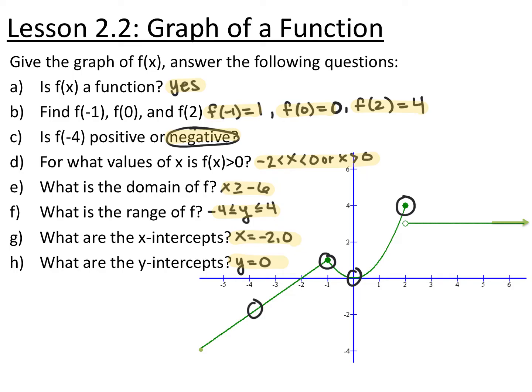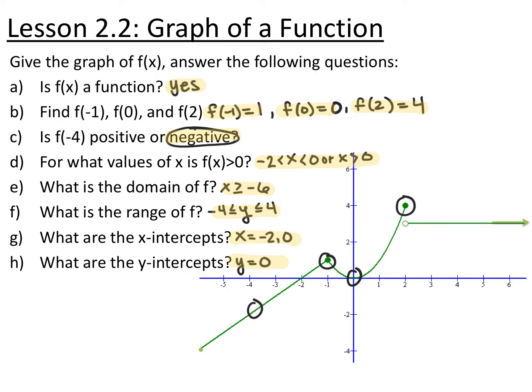What is the domain? This one doesn't really have an endpoint here. I'm just going to make the assumption that it's -6. There's a closed dot here, which means it stops at x equals -6. It jumps down, and then there's an arrow on this right side, which means it continues forever on to the right, so therefore x is greater than or equal to -6.